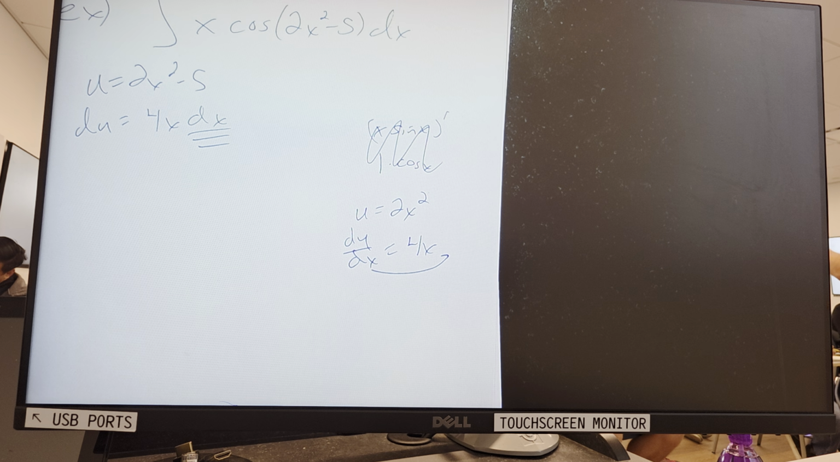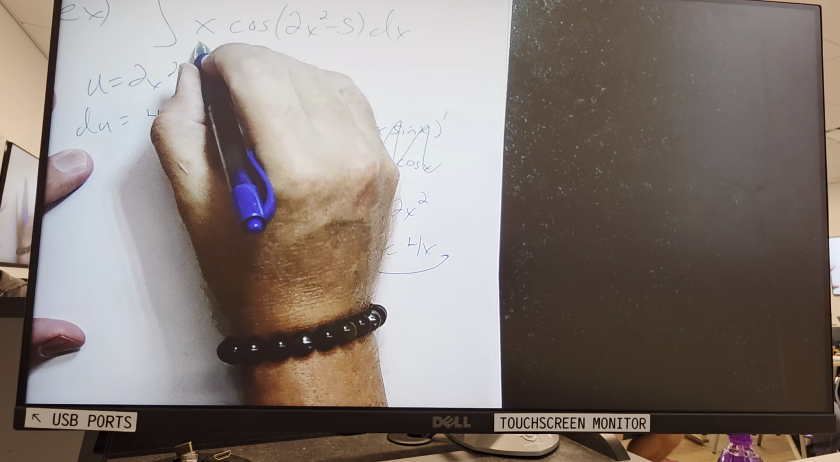Constants, I don't care if I'm missing a constant. Because what do we need? What am I missing inside the integral to find du? What is du? 4x dx. Can I find all of that in the integral? How much of it can I find? A quarter of it. I can find x dx, yes?